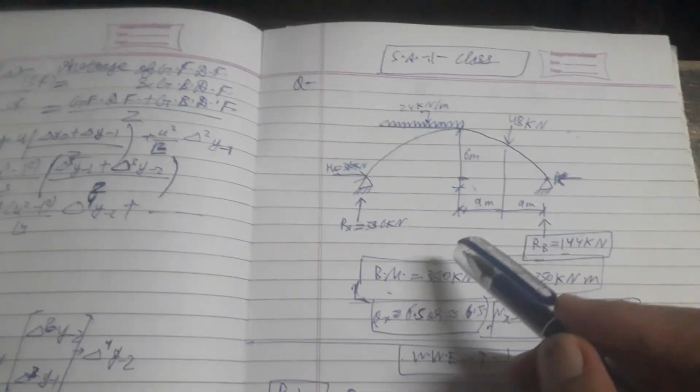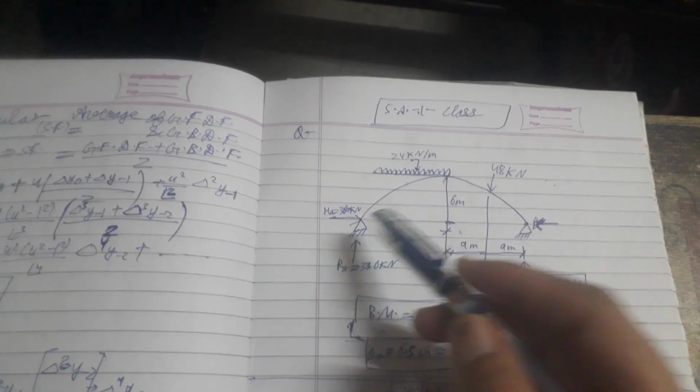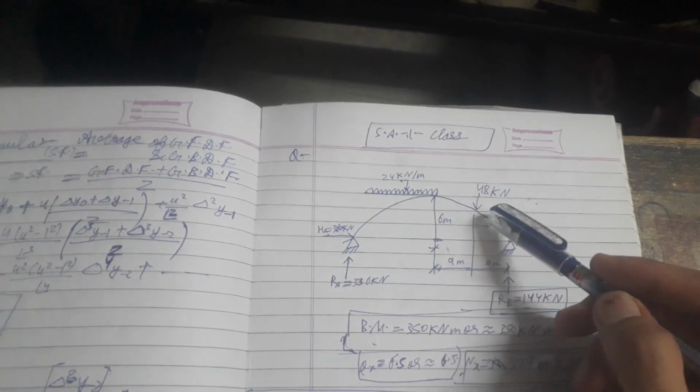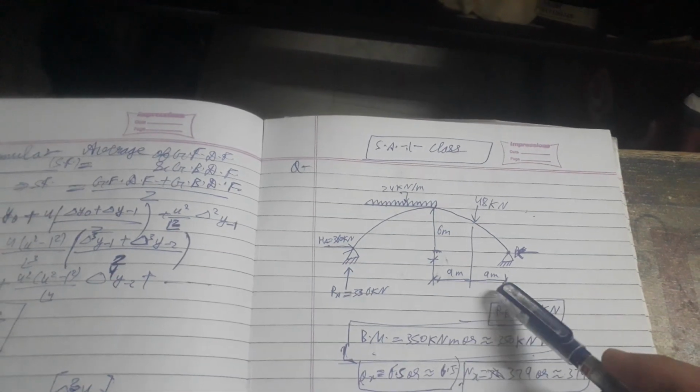Here R is equal to 336 kN, H is equal to 360 kN. This is the uniform distributed load. This is 24 kN per meter. This is 48 kN. This is 6 meter. This is 9 meter. This is 9 meter.